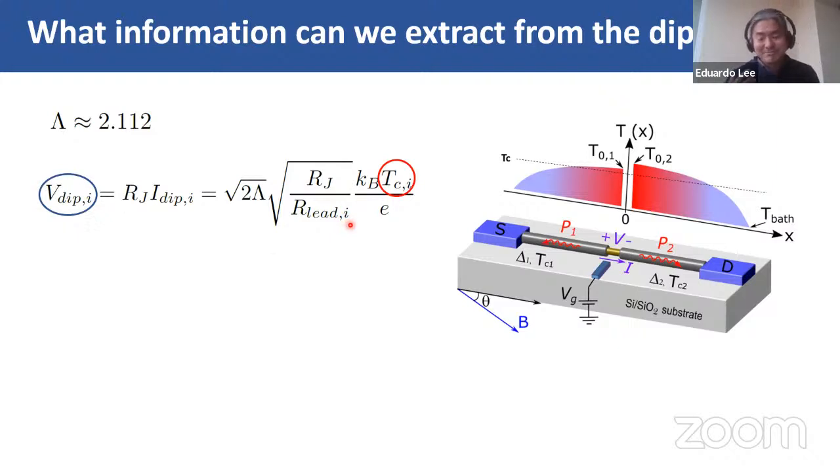Now, before we are able to really start extracting information from these measurements, we first wanted to check that this model is really describing well our experimental data. And we can do that in a simple way. Here also, of course, this would be the critical current at which the superconductor to normal transition takes place. And again, it follows this kind of simple relations.